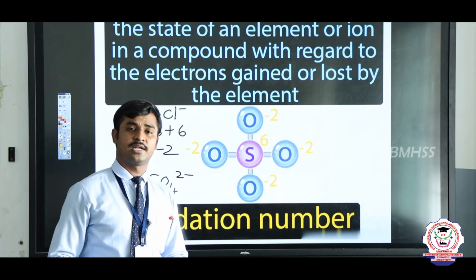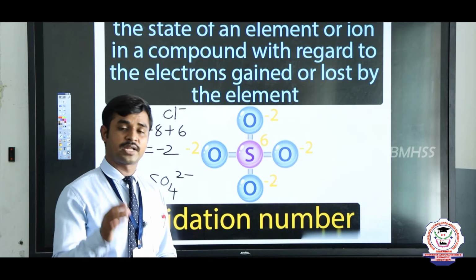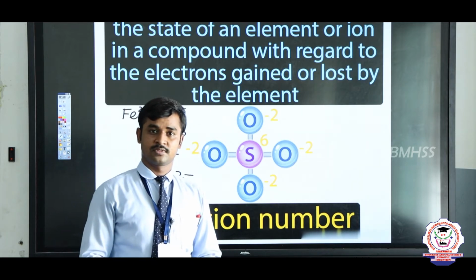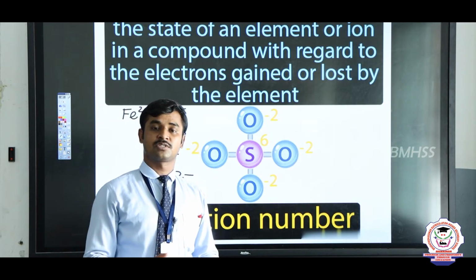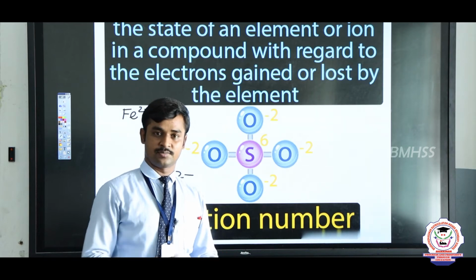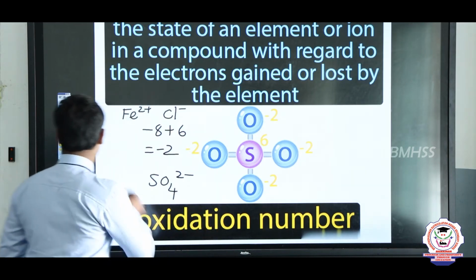And how can you find the oxidation number for a particular compound? This question is a basic question in the IIT and NEET examinations. I will show an example in the next slide.